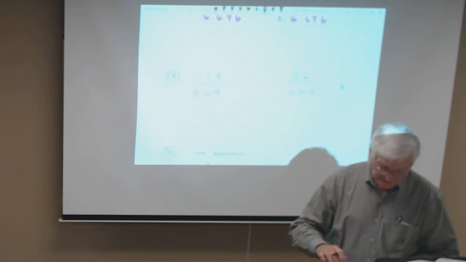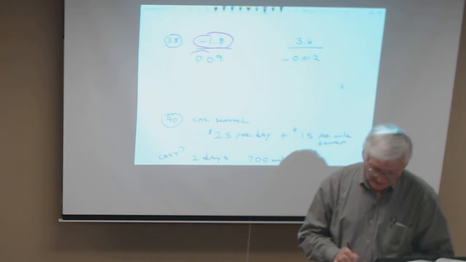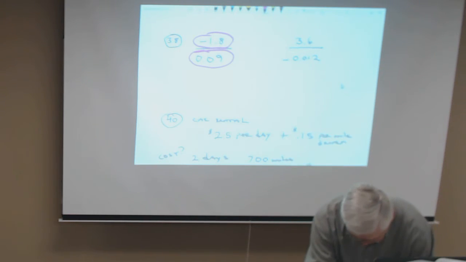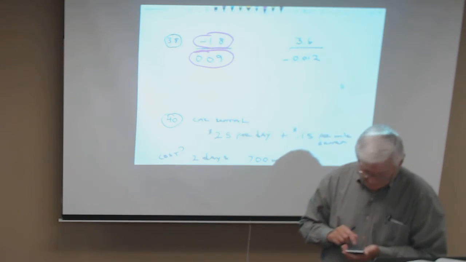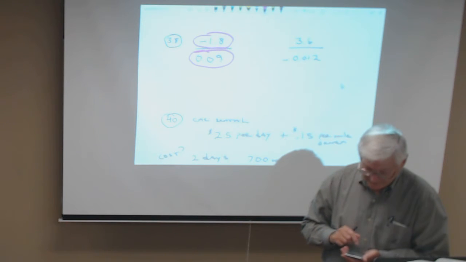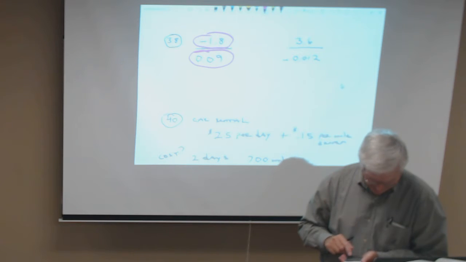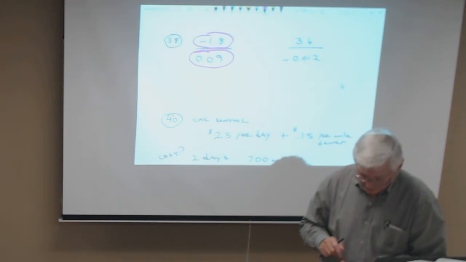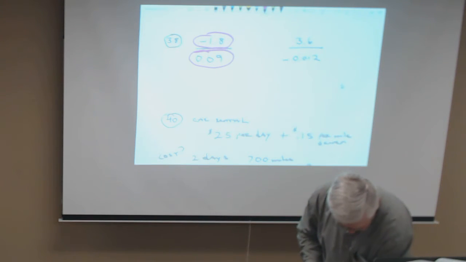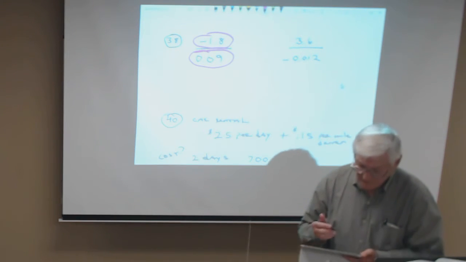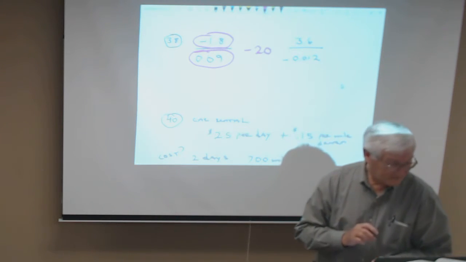Well, let's do some division. Negative 1.8 divided by 0.9. Let's just get our calculator. And let's put in 1.8, and remember it's negative. And then divide by 0.09 and equals, and what do you get? What did you get for an answer? Negative 20. Is that what everybody got?